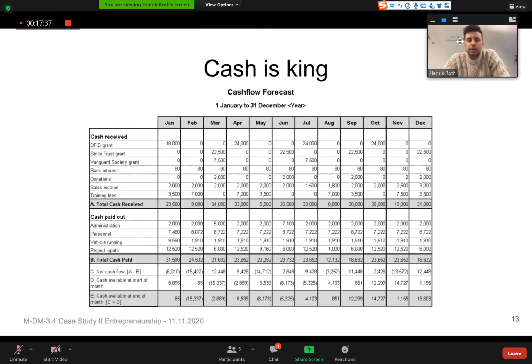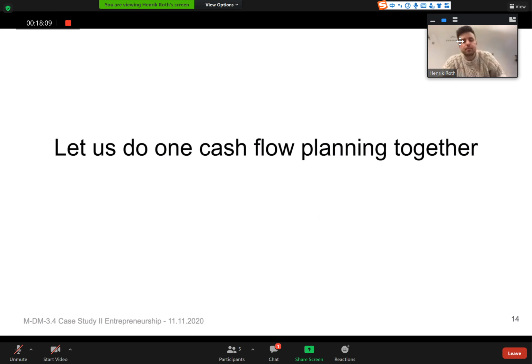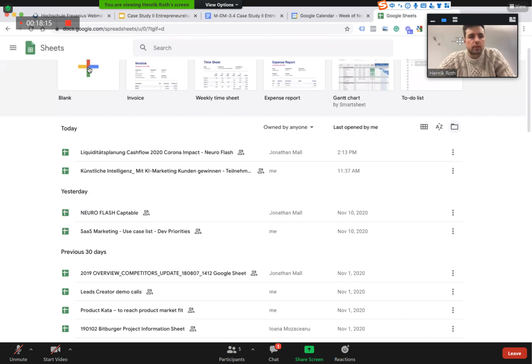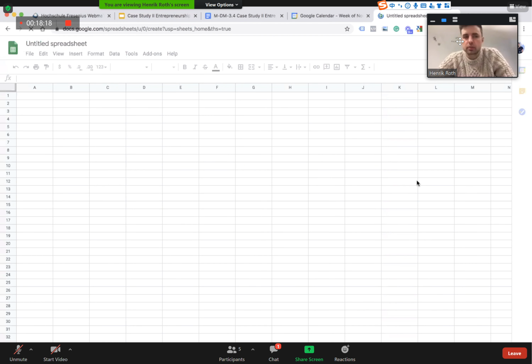Yeah, and the last thing I want to mention is cash is king. I don't know if you had this quote, but when I look at other startups, other companies, it's not so important how much revenue you make, or yeah, it's always important to still have cash on the bank. So that's why we're now focusing today on the cash flow planning, and we will set up a table in Google Sheets together. And I will actually start from scratch.